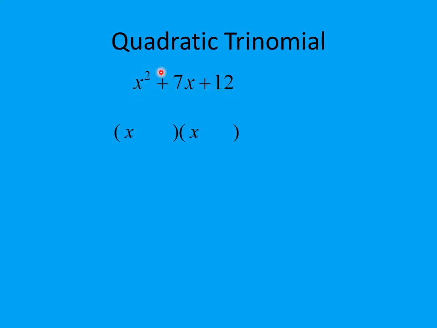Just remember, you got x squared by multiplying x by x. Now if I was to expand this, the very first thing you do is x times x to give you x squared. So whenever you see this, you know that it's going to be x as the first term in each bracket. The next part is the tricky part. We have to come up with two numbers that multiply to equal 12, this third term, and add to equal 7, the coefficient of x just there.